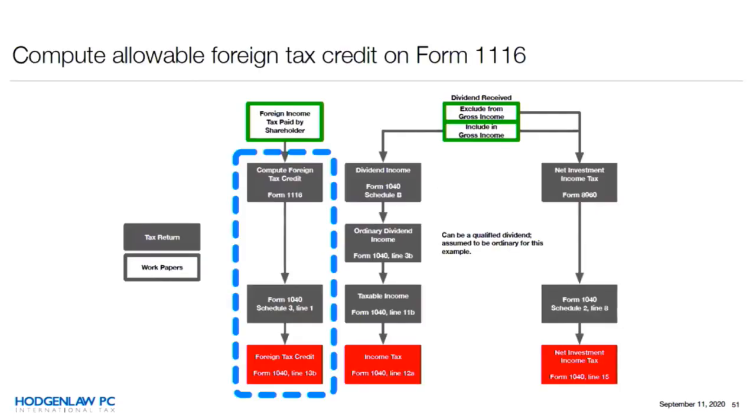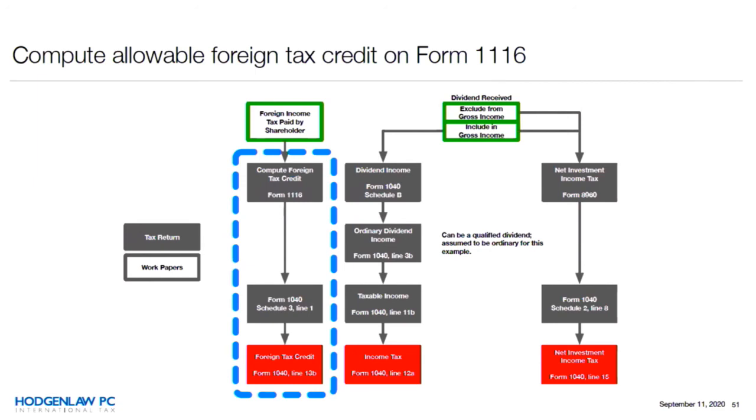So here's what we've got. In the previous section, we went through the numbers where we included the dividend income and gross income and calculated a tax liability that ended up as part of the number on line 12A. And now we're going to compute the allowable foreign tax credit on Form 1116, because remember, this is tax actually paid, directly paid by the shareholder.